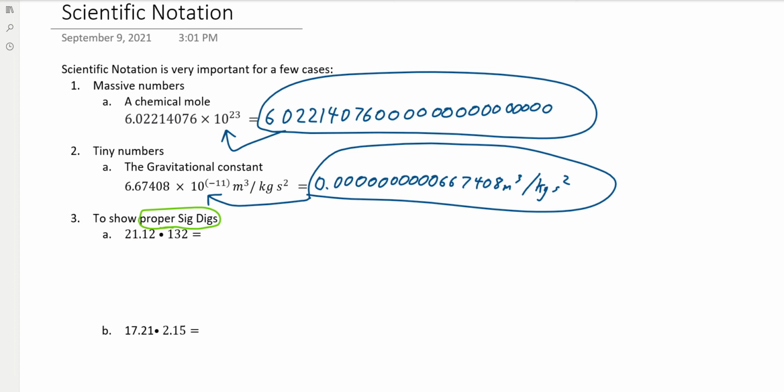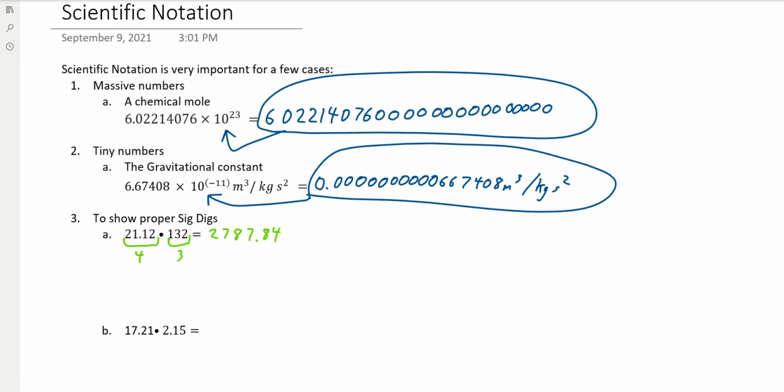So let's just count up our sig digs here. This is, again, if you don't remember this, watch the last video. Here we have 4 sig digs. Here we have 3 sig digs. So our final answer has to have 3 sig digs. So let's just plug this into the calculator, the trusty old calculator. 21.12 times 132. So we get, in our calculator, 2,787.84. That's what my calculator gives me.